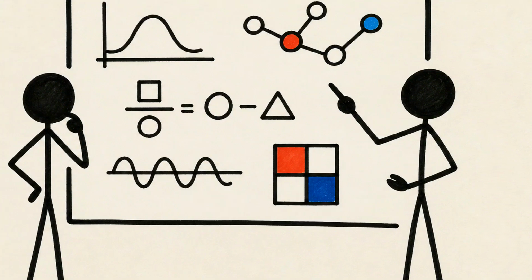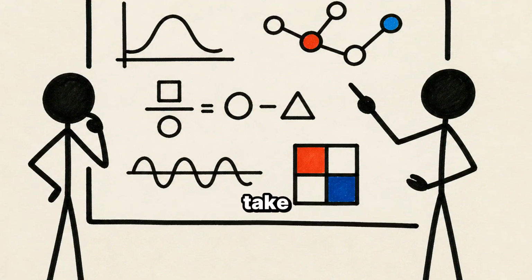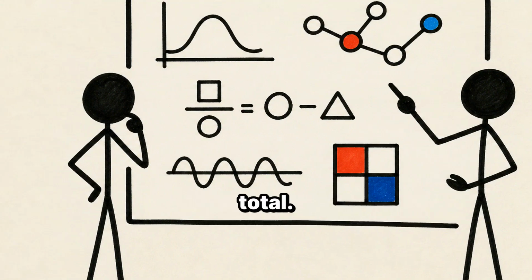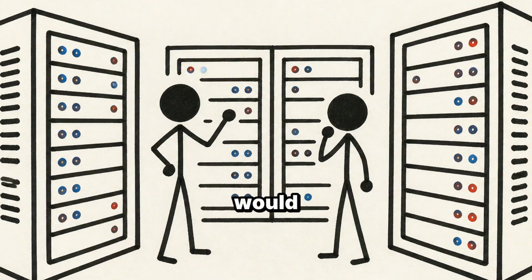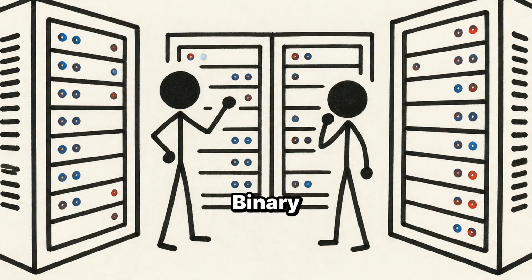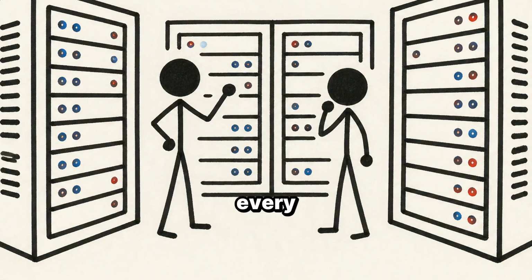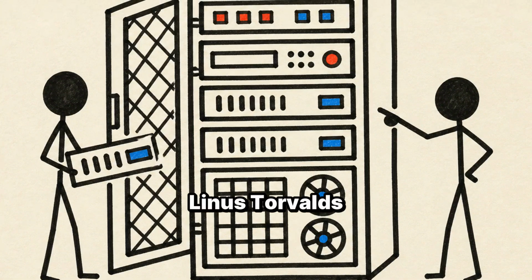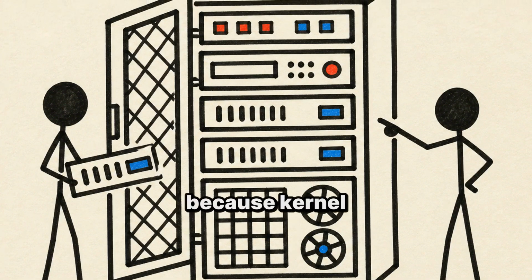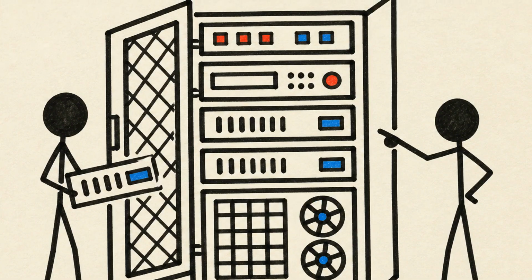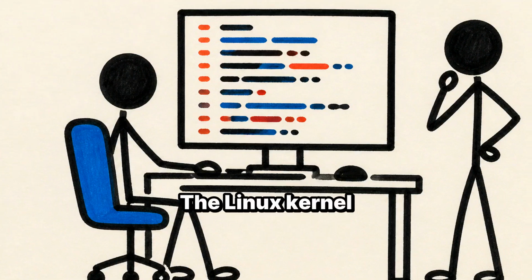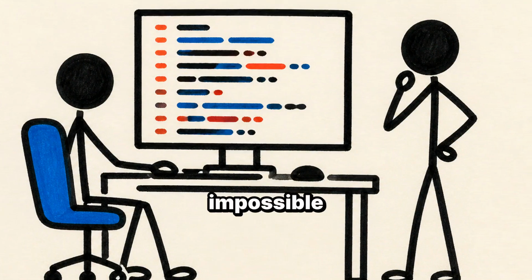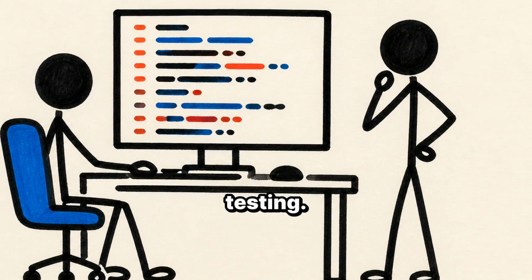Here's the math. 64,000 commits take log base 2 of 64,000, roughly 16 checks total. 1,000,000 commits would only need 20 steps. Binary search scales that well, every single time. This isn't theoretical. Linus Torvalds built Git Bisect because kernel bugs were getting lost in thousands of patches. The Linux kernel has over 1,000,000 commits. Bisect turns an impossible search into 20 minutes of testing.